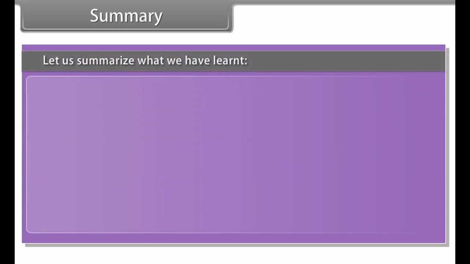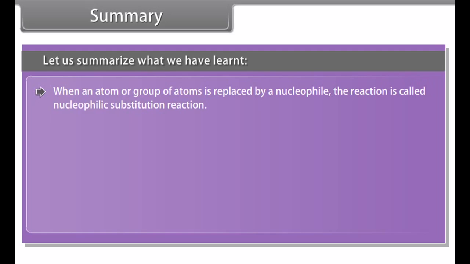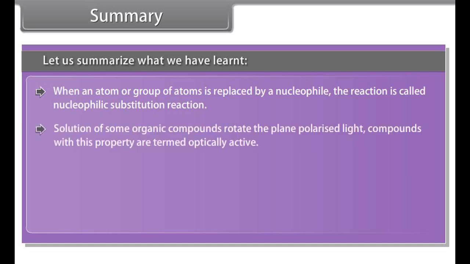Summary. Let us summarize what we have learnt. When an atom or a group of atoms is replaced by a nucleophile, the reaction is called nucleophilic substitution reaction. Solutions of some organic compounds rotate the plane polarized light, and the compounds with this property are termed optically active.